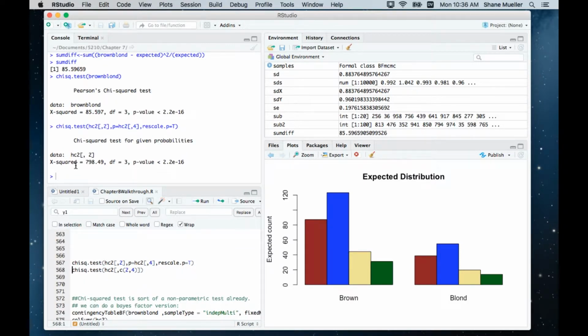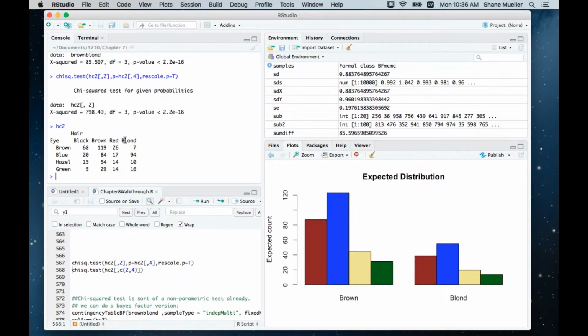One is just to test against a given set of p-values. So if I look at HC2 and I look at brown, I could say, oh, I have a really good understanding of the distribution of blonde, but I don't know anything against brown. And so I can take this as a given and test this against this.